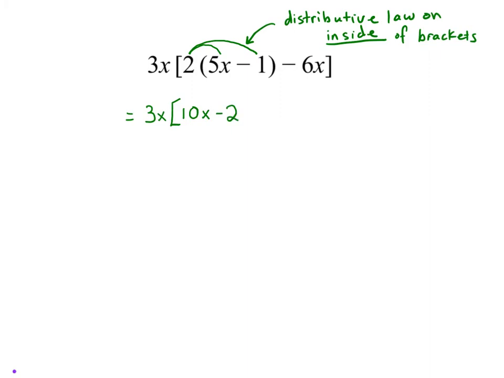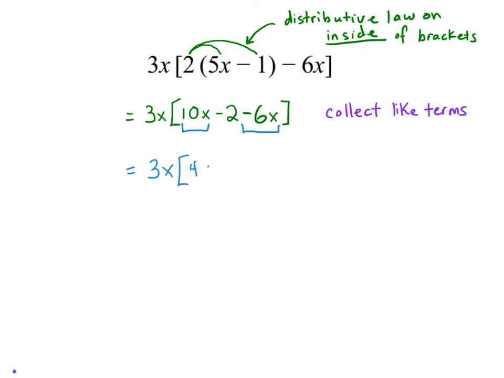Now, we do not multiply the 2 with the negative 6x, because as soon as you see a bracket, you stop the distributive law. So that negative 6x is just left there. So your next step is going to be to collect like terms. So in this case, the 10x and the negative 6x are like terms, and 10x minus 6x is 4x.